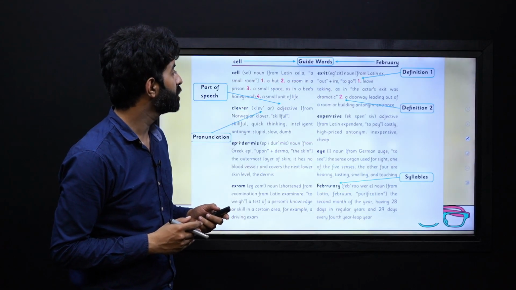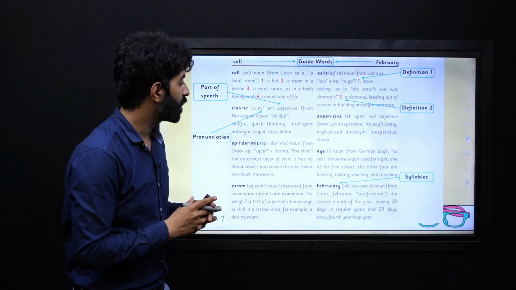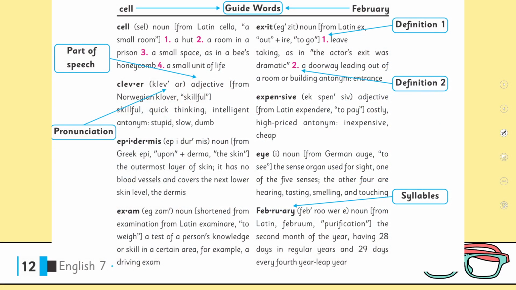And now here we have a page from a dictionary. Let's talk about all the things that we can find in a dictionary. First, here at the top of the page, you can see some words. These are called guide words because they will guide us that the words that we will find in the page are starting from this word until February. So the first and the last words are our guide words on the page of a dictionary.